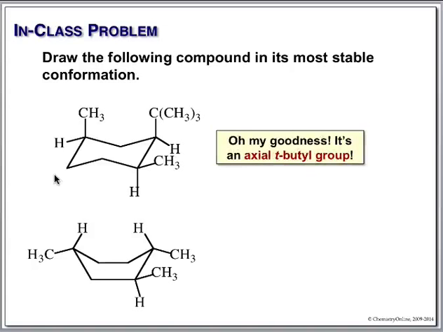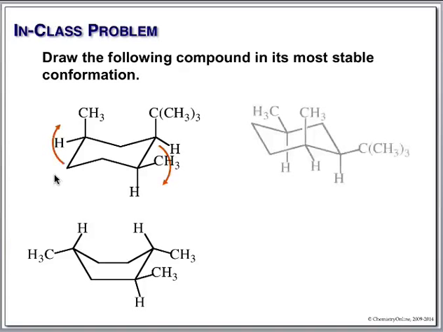So what I do is I say, okay, I'm just going to draw myself a chair, a skeleton. And then I'm going to look and say, here, this was axial, so over here, it's going to be equatorial. This was equatorial, it's now going to be axial. This was axial, it will now be equatorial. When we do that, we wind up with a structure like this. This was axial, it's now equatorial. This was equatorial, it's now axial. Axial, equatorial. Everything simply swaps.